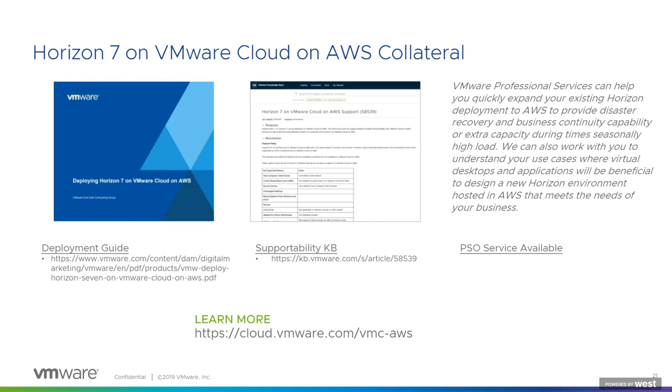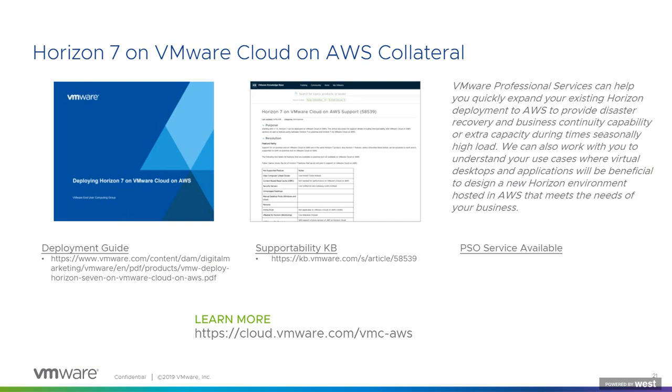What is the cost of Horizon 7? Is it by node or by VM? Horizon 7 on VMC has two components. There is the capacity component, so buying the VMware Cloud on AWS capacity for Horizon 7 is the same as buying regular VMC capacity. So it's by host. Horizon 7 itself is priced by user.